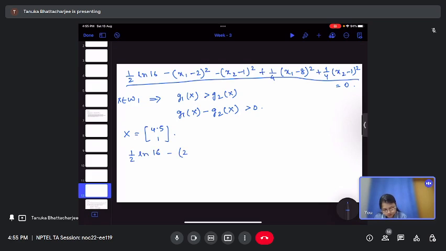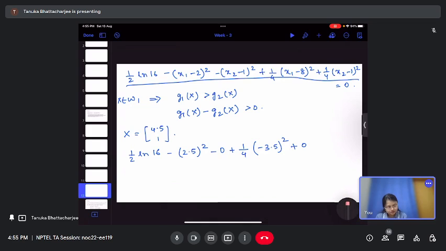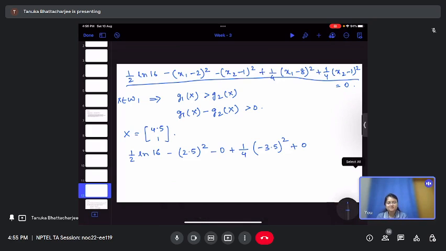Minus, this will be 2.5 square. This term, (x2 minus 1) square, will become 0, plus 1 by 4, it is minus 3.5 square, plus again this term will be 0. Can any of you please compute this and tell me the answer?